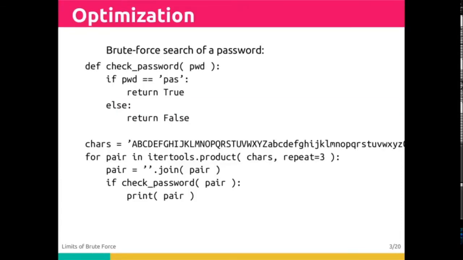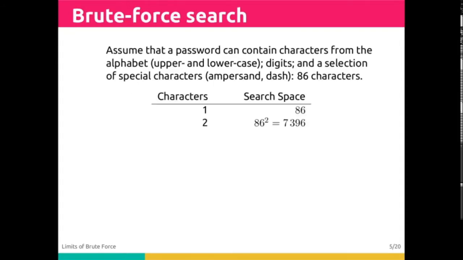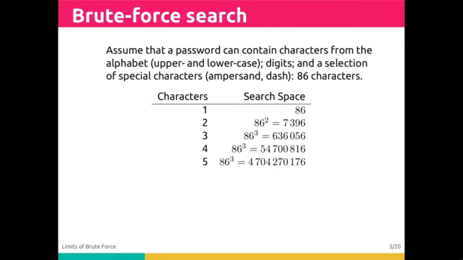If each character can take one of 86 characters, digits, letters, and special characters, then the brute force search looks like this. For one character, our search space is 86. For two characters, we have to try 7,396 different combinations. For a computer, no problem. For 3, it becomes 636,000. For 4, it becomes 54 million. For 5, it becomes nearly 5 billion. This blows up fast.